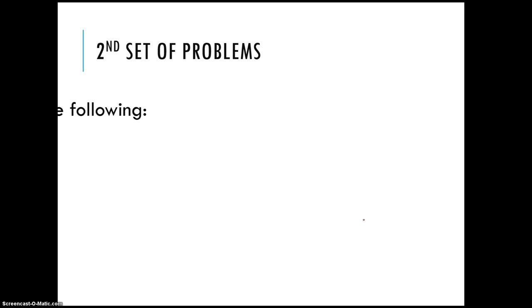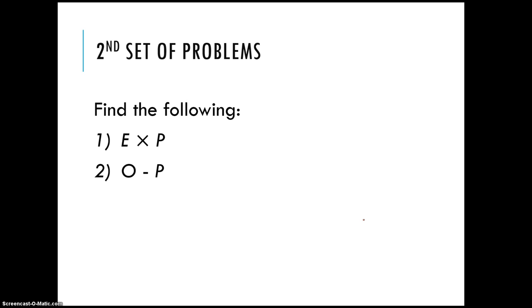Problem set 2. So here's what I'd like you to do for those. You're going to do E cross product P. You're going to do O minus P. And then you're going to do O cross product (E minus P complement). So again, you have to deal with some order of operations here before you do your cross product. These answers will be attached to my webpage and my Big Campus.